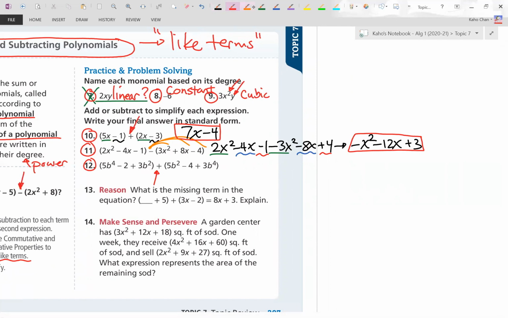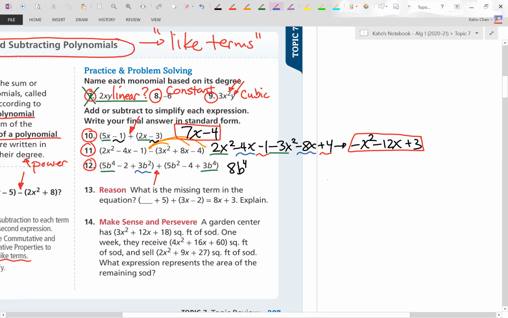Let's look for some b to the 4th powers. Let's see. Oh, there's one right there. Oh, there's one way in the back. So 5 of those plus 3 of those is 8 of those. B to the 4th, right? We always change the coefficient, but not the variable itself, the power. Leave that alone.